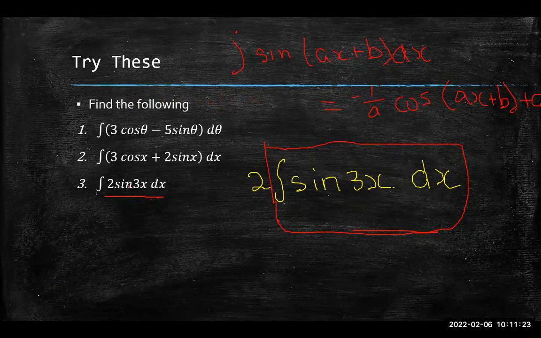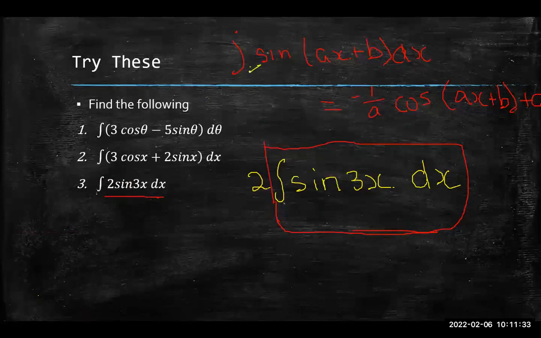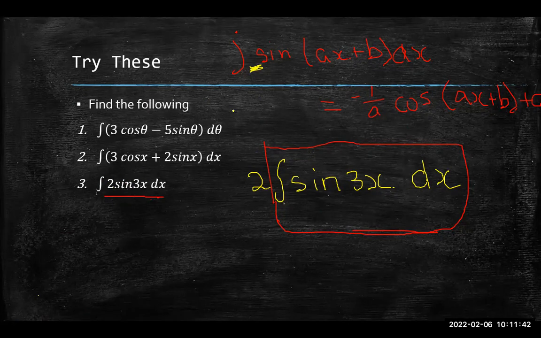Because if you look at this, and they ask you to find the integral of 2 sine 3x dx, you don't really know any rule that will help you integrate that. Why? This doesn't have any number in front of it. So this really isn't in a form that you know how to integrate, if you get what I'm saying. And that's why the fourth rule that I just showed you comes in handy.